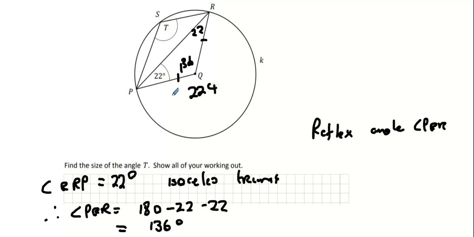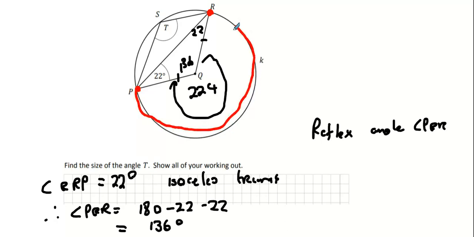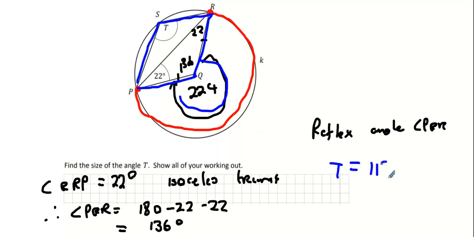Now, what we all know is that this angle here, they're standing on the same arc. If you look at this arc, the large arc P to R, both the angle T and the reflex angle PQR are standing on that arc. So that makes T half of 224. So T will equal 112 degrees. Okay.